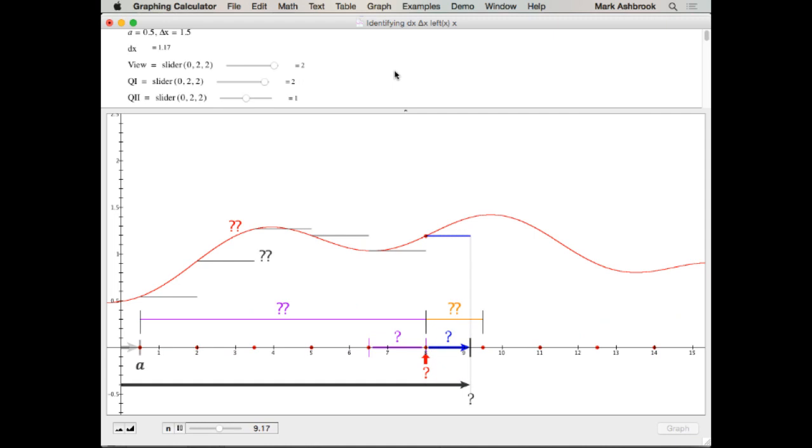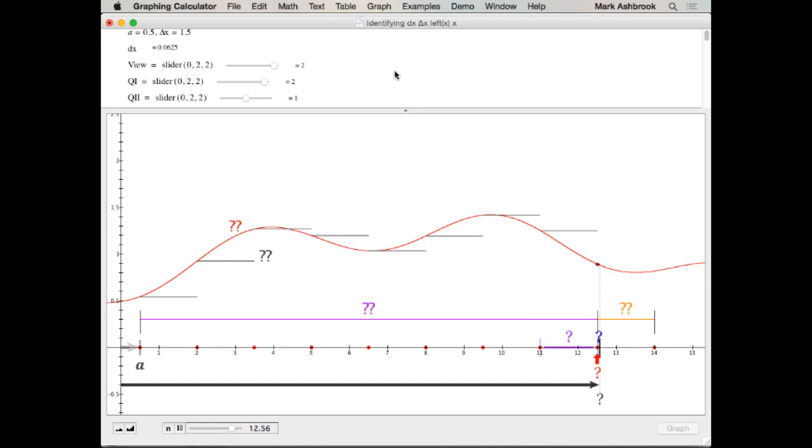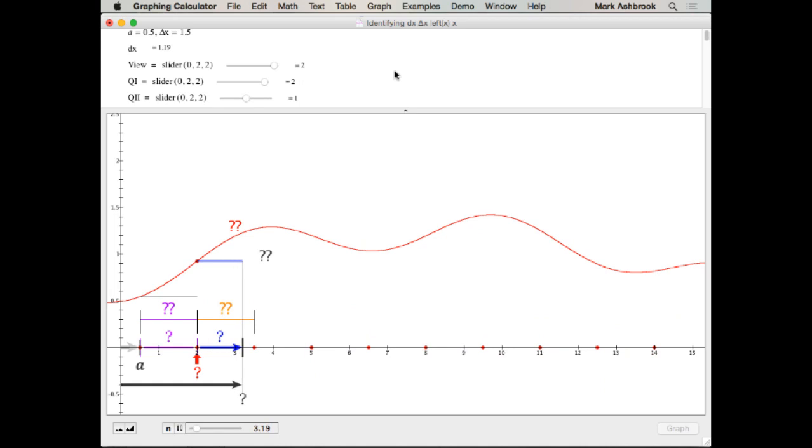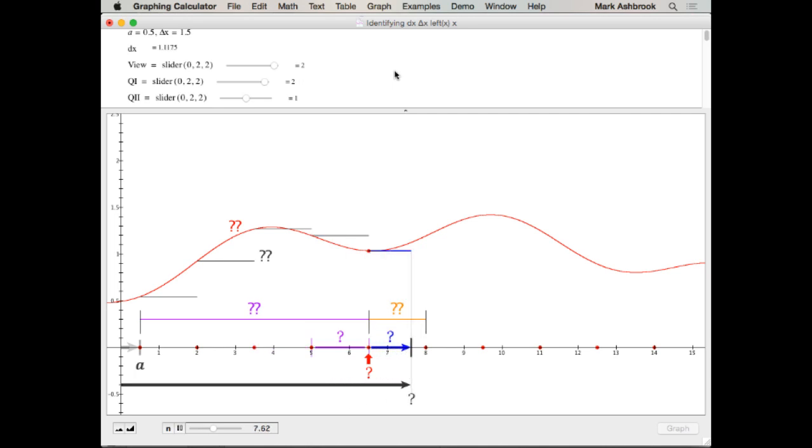What's the gold double question mark? Current interval. We call that the current interval. And the double purple question mark? Not a sum. Yeah, we call that the completed intervals. All the intervals, completed intervals.